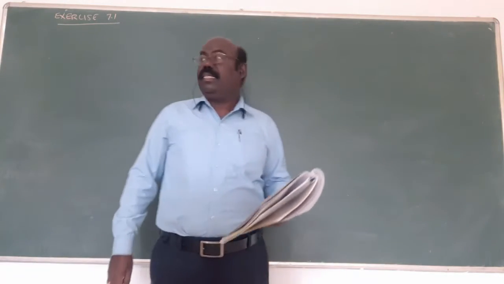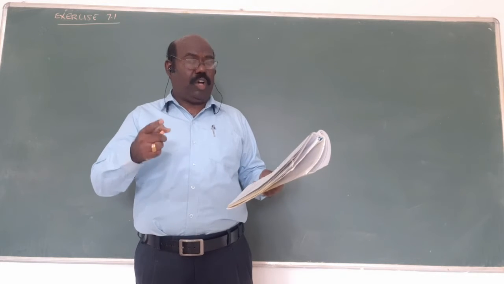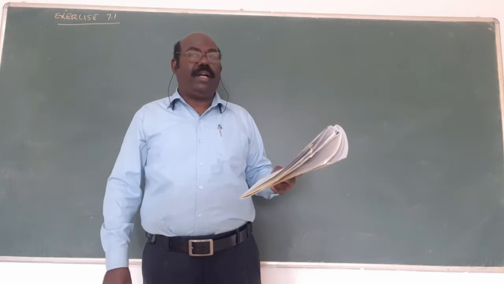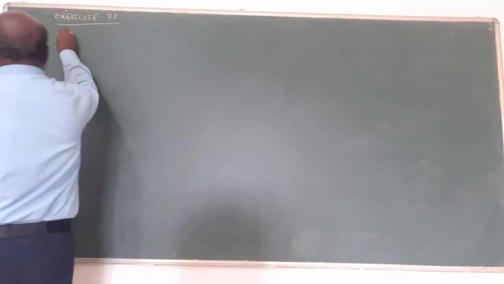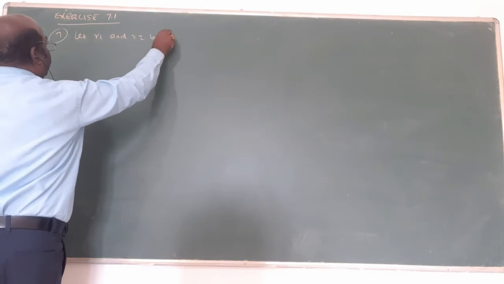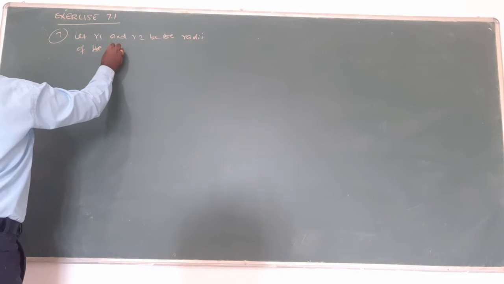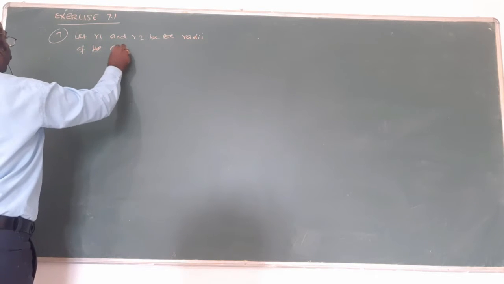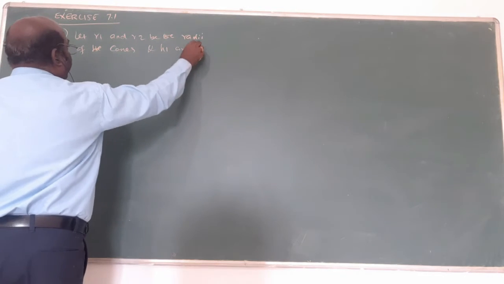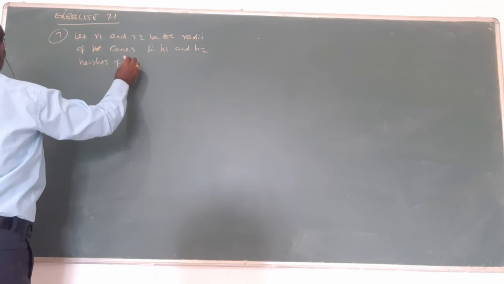Now listen here, 7th question. The ratio of the radii of the two circular cones is given, 1 is to 3. Very first, let r1 and r2 be the radii of the cones, and h1 and h2 be the heights of the cones.